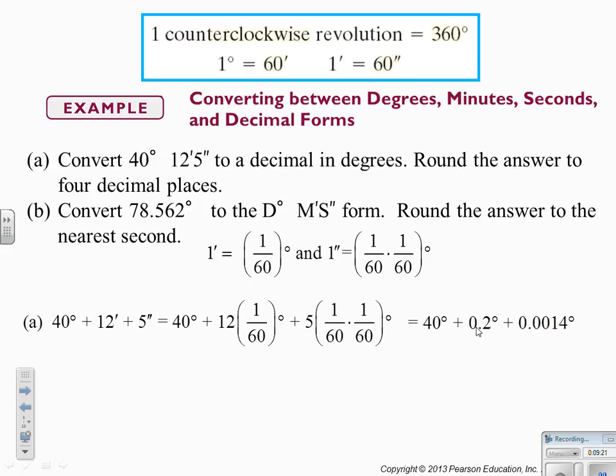So that's 40 plus 0.2 plus 0.0014. It does say round to the nearest 4 decimal places. So that is 40.2014.